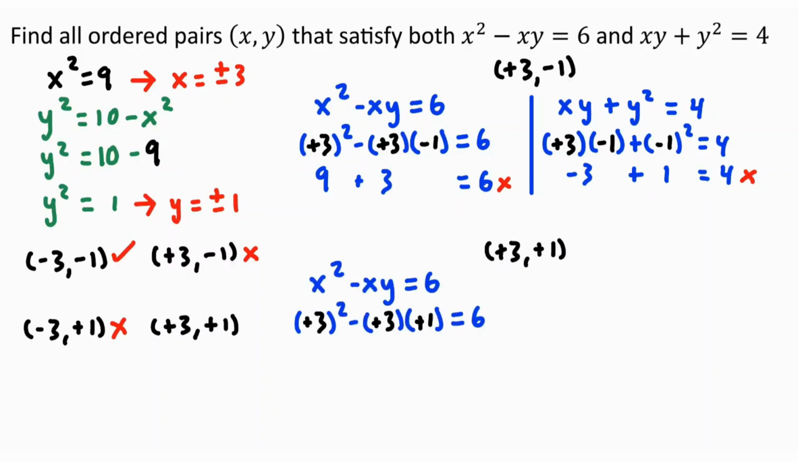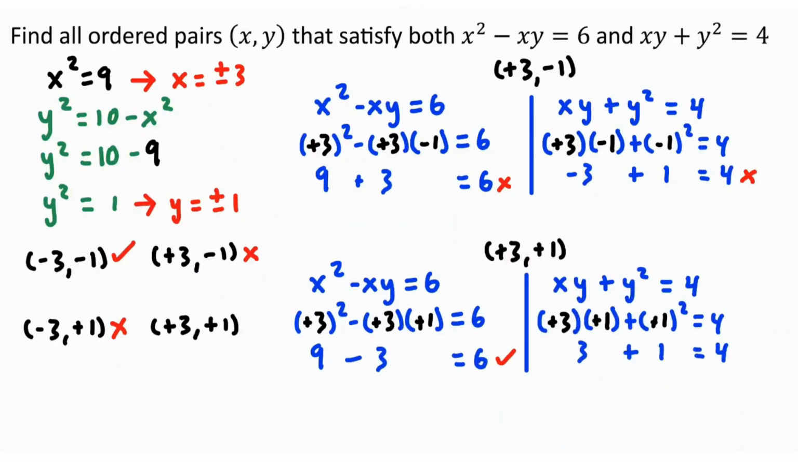We'll substitute both equations, simplify. We notice that this is true, and when we substitute in the second equation, we notice that this is also true. Therefore, positive 3, positive 1 is a solution. So we have negative 3, comma negative 1, and positive 3, comma positive 1 as our 2 solutions so far.